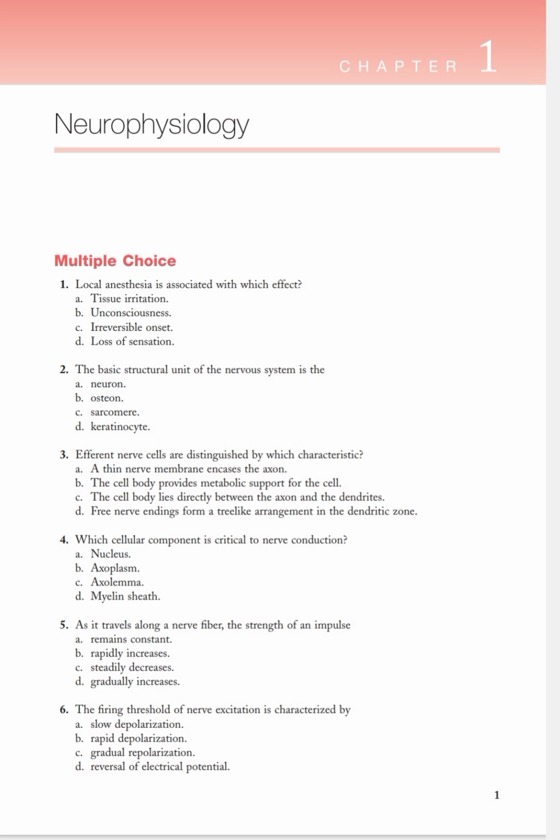6. The firing threshold of nerve excitation is characterized by A. slow depolarization. B. rapid depolarization. C. gradual repolarization. D. reversal of electrical potential. The correct answer is option B.